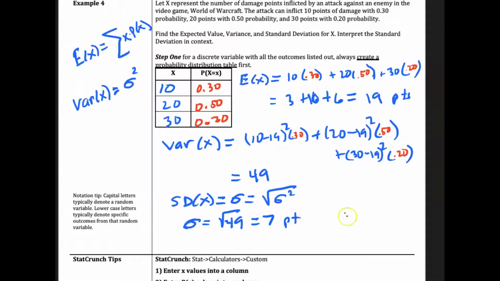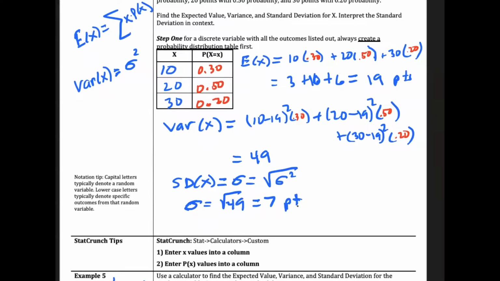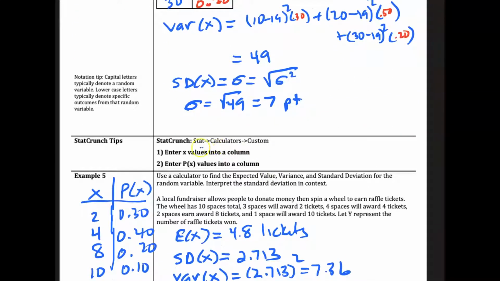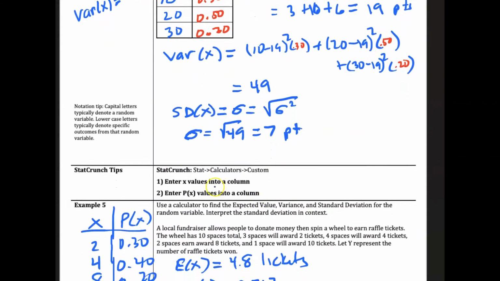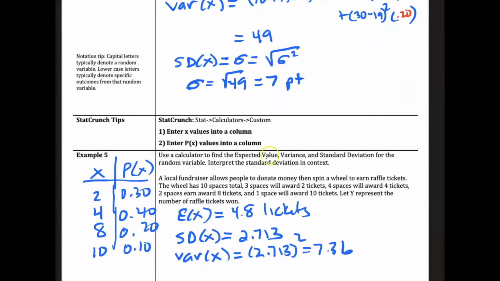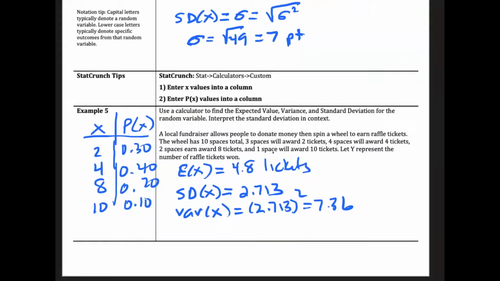7 points. So again, on average, the points we get vary from the average by about 7 points when we inflict damage. And it's kind of hard to see in this situation because we only have 3 outcomes, but we would then use the standard deviation to answer questions regarding the situation as we've done in the past. Here are the tips for that again for StatCrunch. You would enter this data in, and then you would do a custom calculator, and it will give you the mean, the expected value, and the standard deviation.